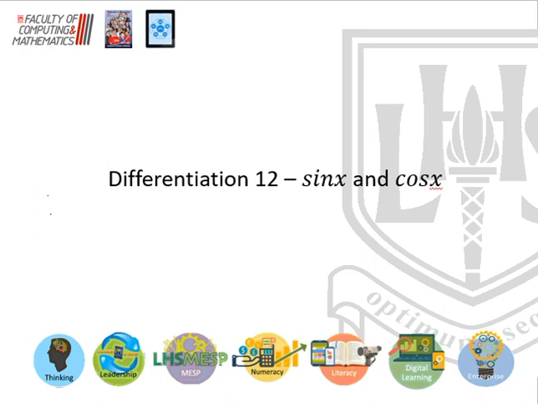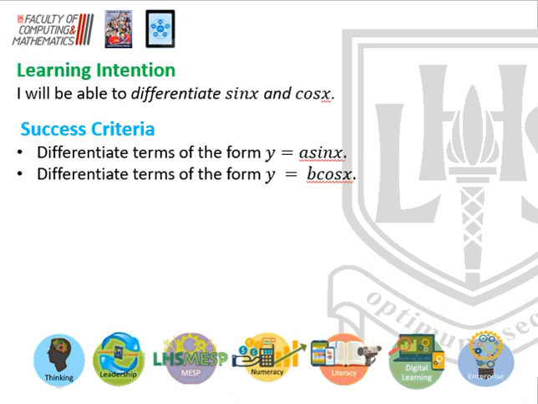Hi there, looking at video 12 in differentiation, looking at differentiating sine x and cos x. Okay, so just a nice quick video this one. We've been able to differentiate in terms of the form y equals a sine x, and being able to differentiate in terms of the form y equals b cos x. So when we've got sine x and cos x, we're multiplying in front.